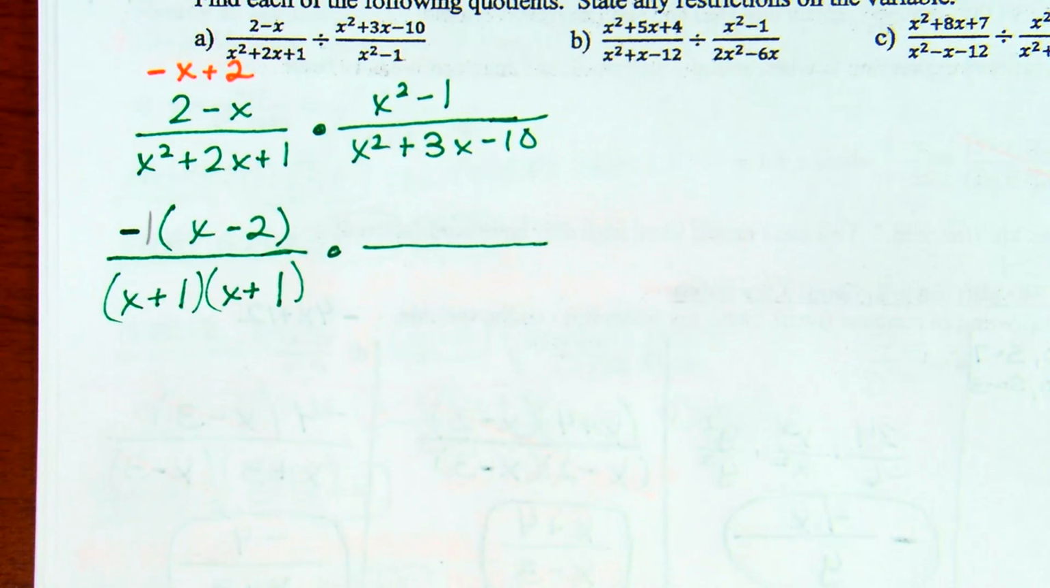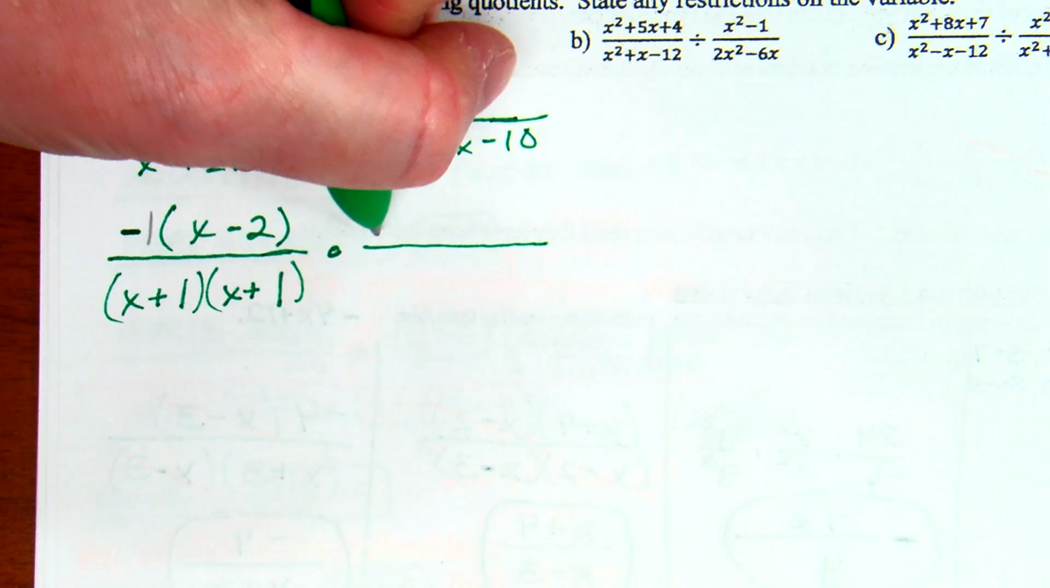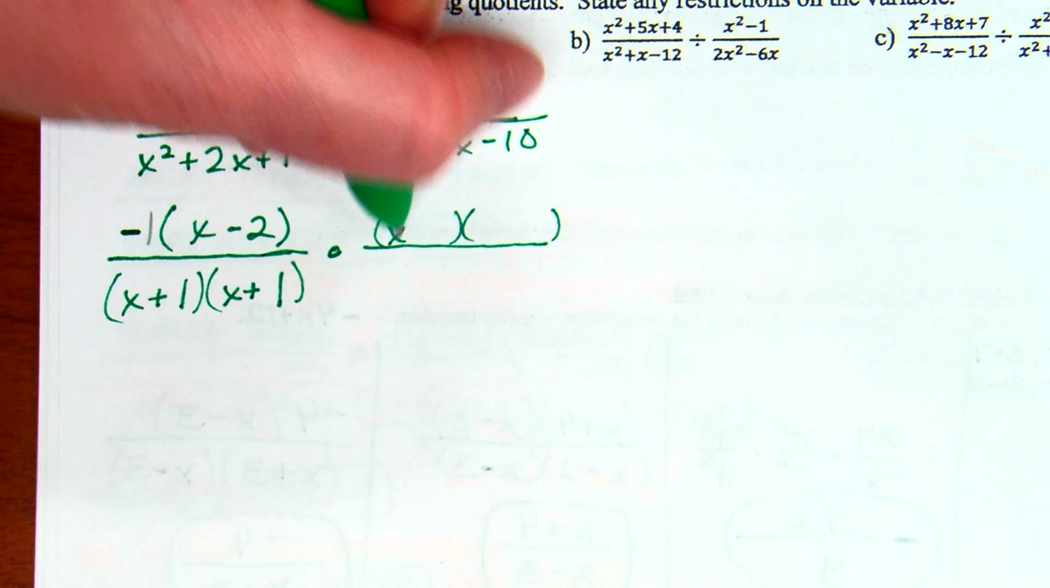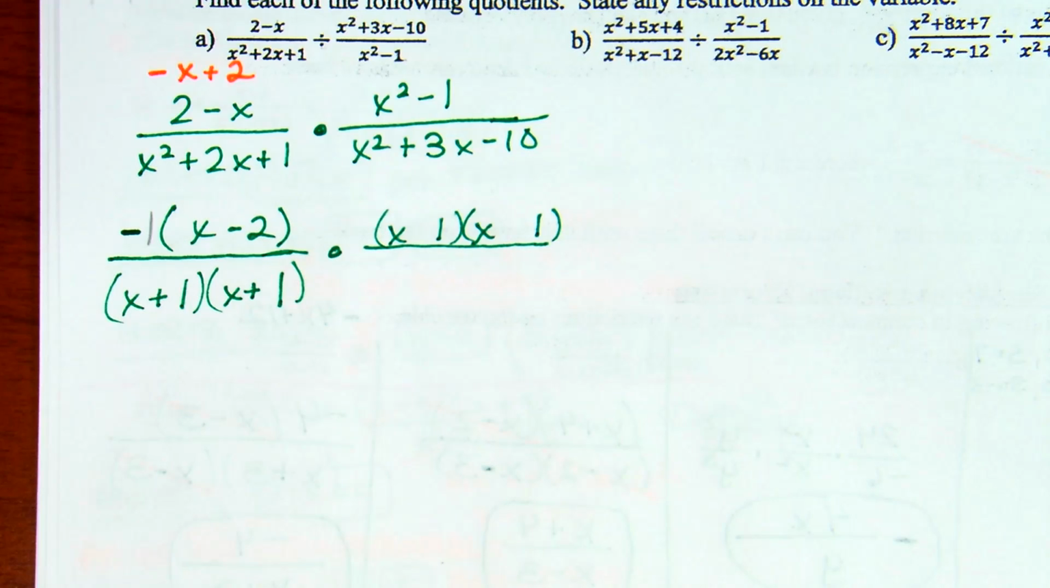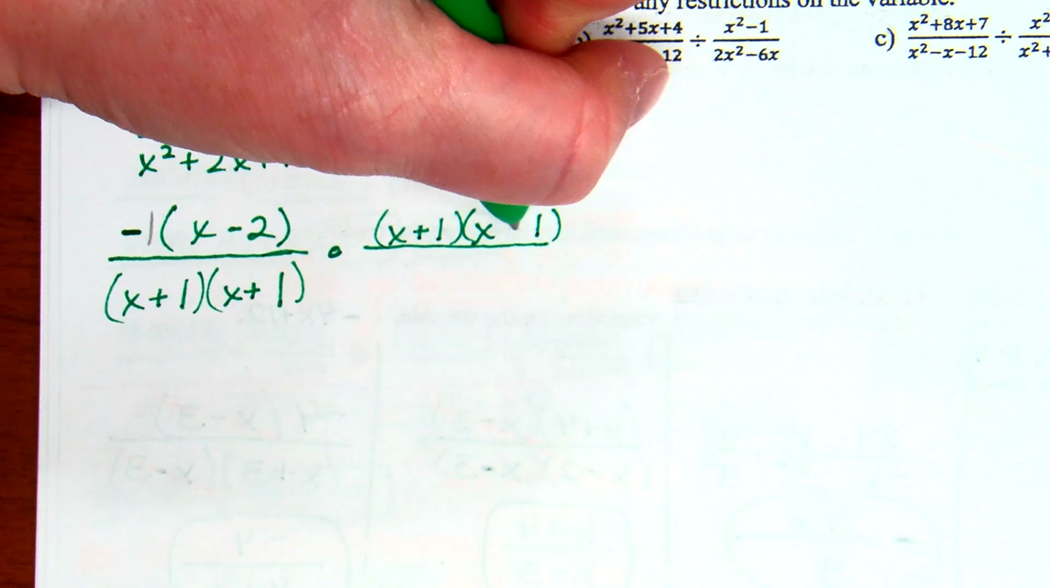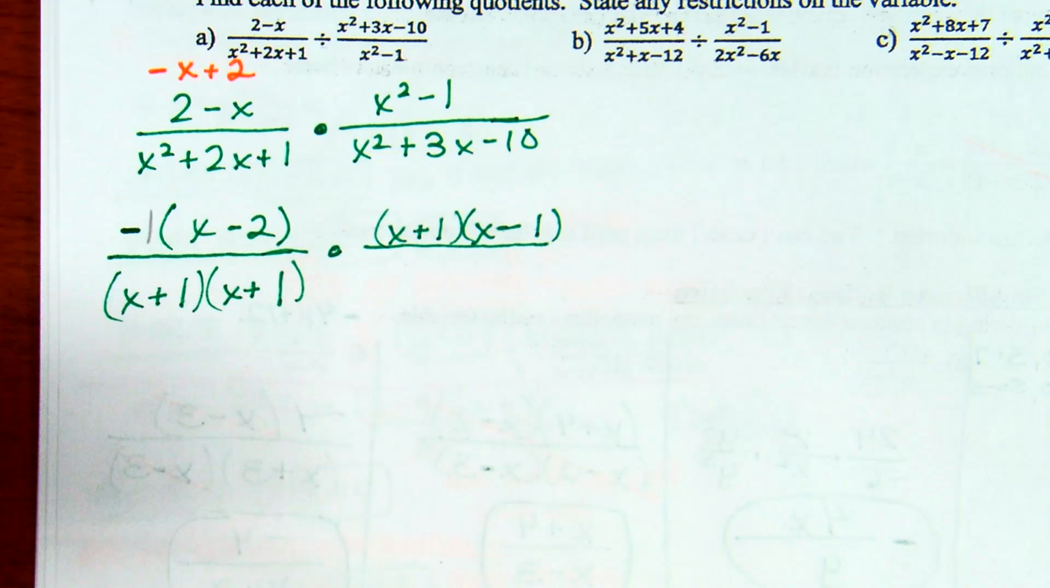How does x squared minus 1 factor? X squared is x and x. 1 is 1 and 1. And since it multiplies to be a negative, plus and minus. Denominator.